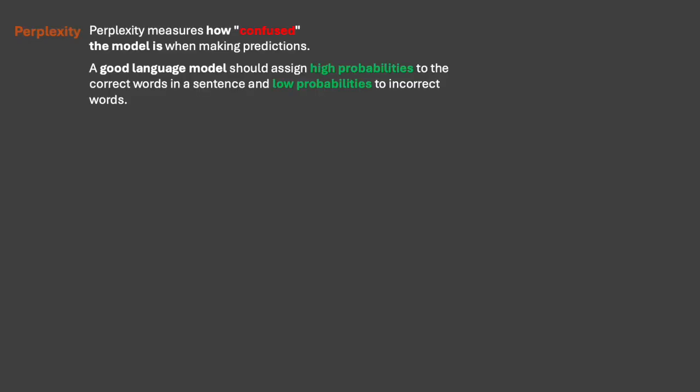Basically, in simple words, it is just a metric which tells how good your Gen AI model is. It measures how confused the model is when making predictions. In a more subtle way, a good language model should assign high probabilities to the correct word, and to the bad words, or non-correct words, it should assign very low probabilities. This will become very clear through this example.